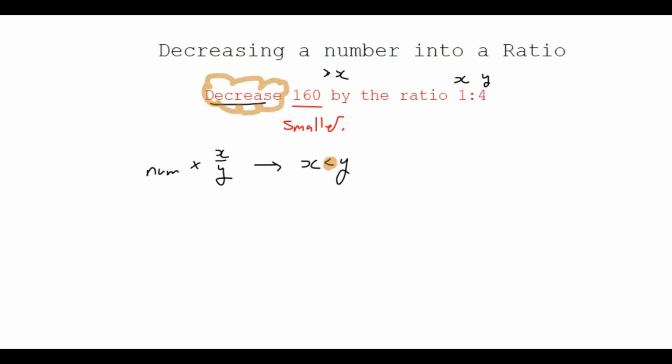Alright, so what that looks like is we have 160, so it's going to be 160 multiplied by my smaller one, 1 over my bigger one, 4. And 160 times 1 over 4 gives me 40. Tell me, is 40 smaller than 160? Yes, it is. I've done it right.